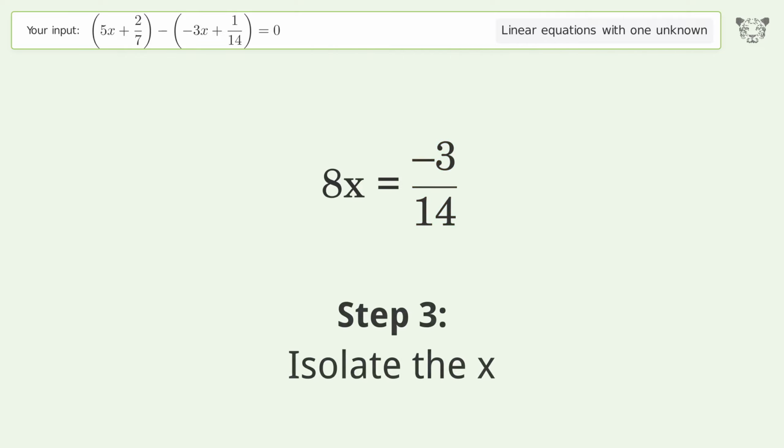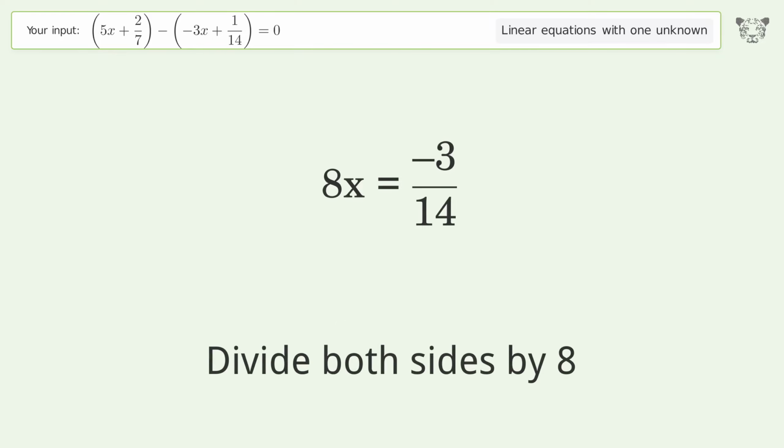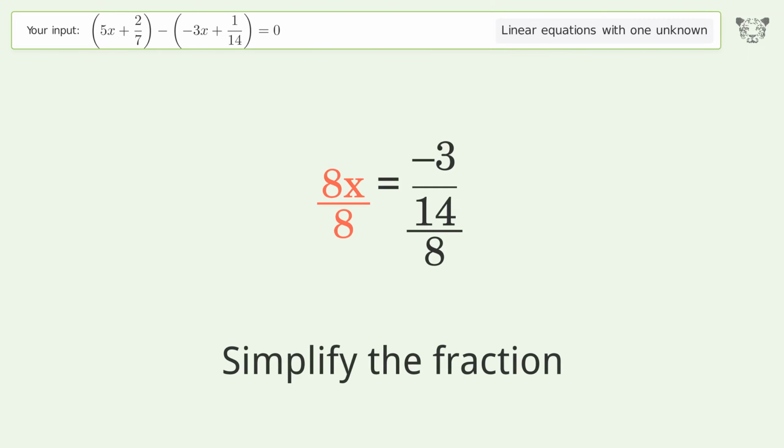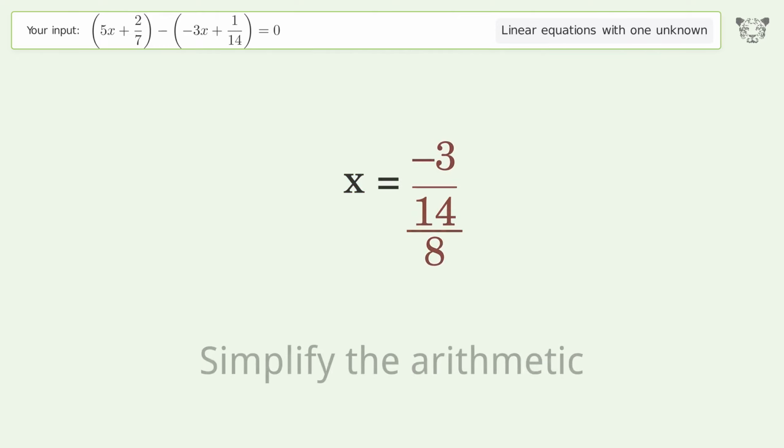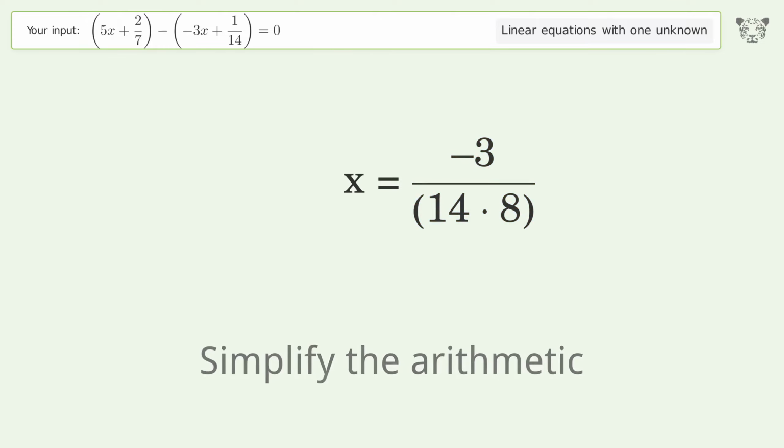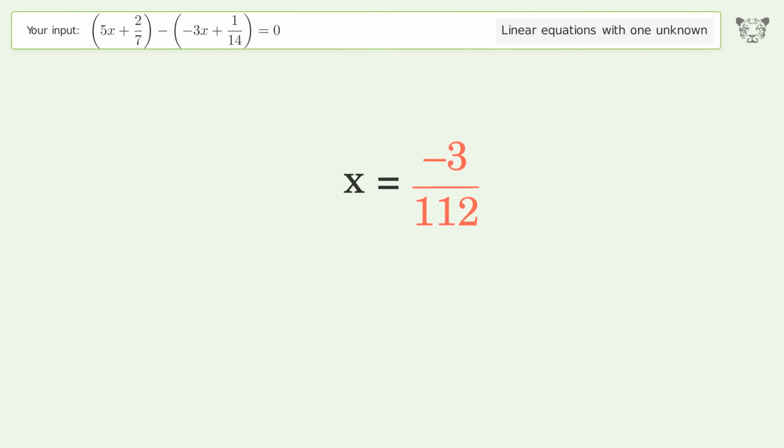Isolate the x. Divide both sides by 8. Simplify the fraction. Simplify the arithmetic. And so the final result is x equals -3/112.